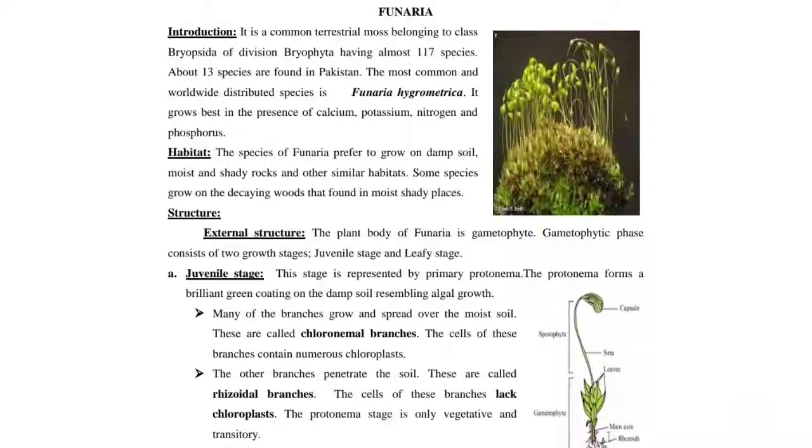Funaria introduction. It is a common terrestrial moss belonging to class Bryopsida of division Bryophyta, having almost 117 species. About 13 species are found in Pakistan. The most common and worldwide distributed species is Funaria hygrometrica. It grows best in the presence of calcium, potassium, nitrogen and phosphorus.